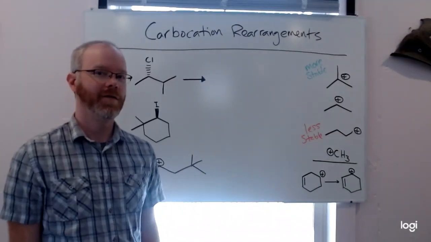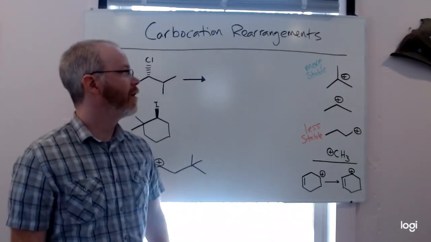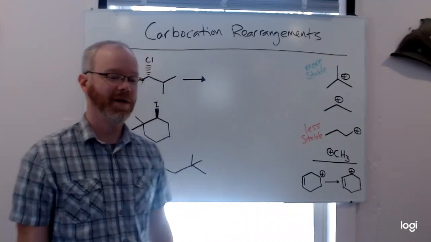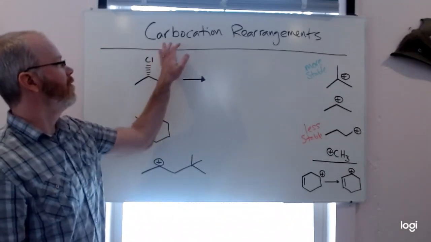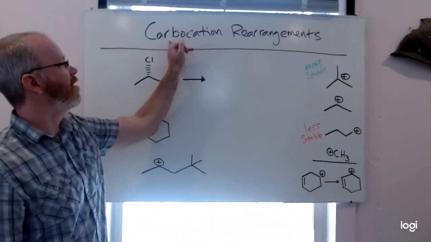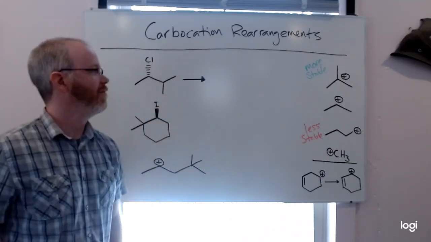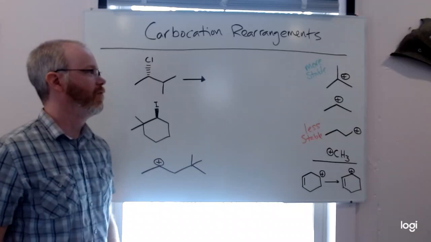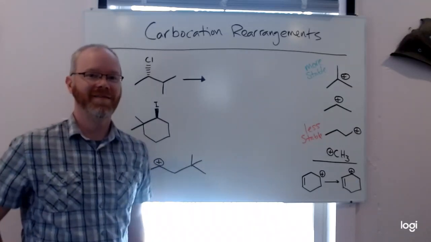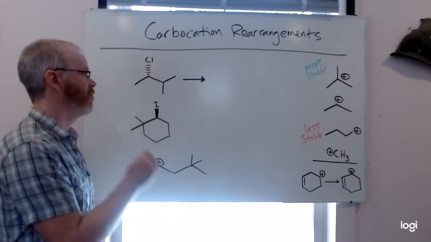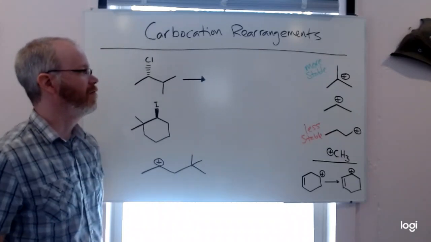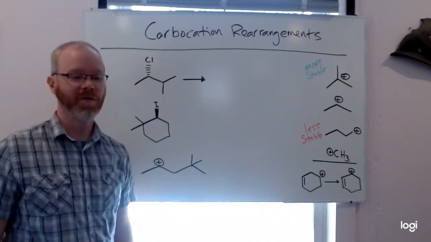All right, so I'd like to talk about carbocation rearrangements in organic chemistry. Of course, a carbocation is just a carbon with a positive charge. Cation means a positively charged ion. So when you're doing organic chemistry mechanisms, if you run into a carbon with a positive charge, it can rearrange if it can form something that's more stable.